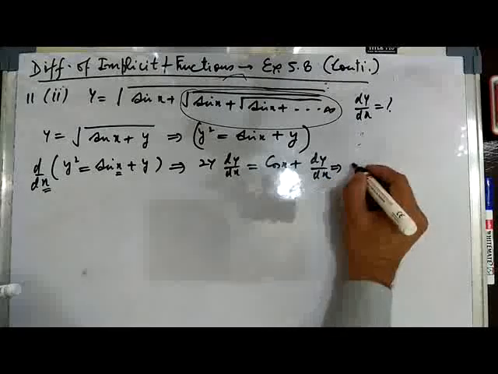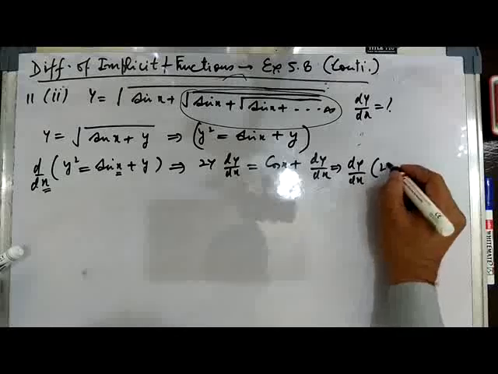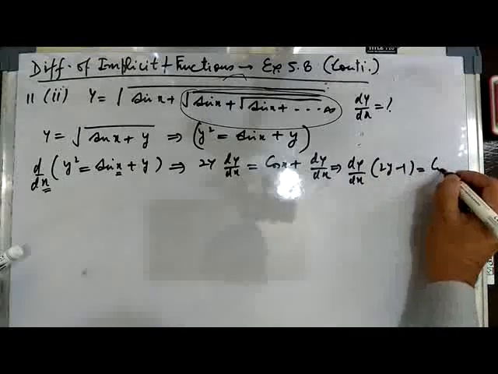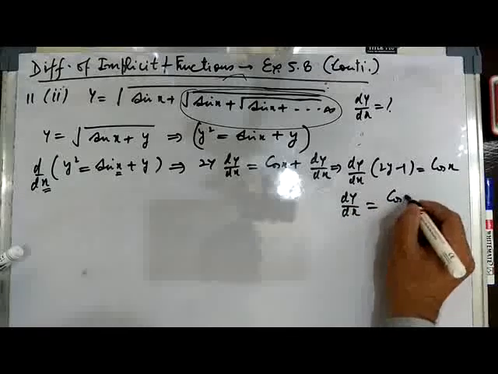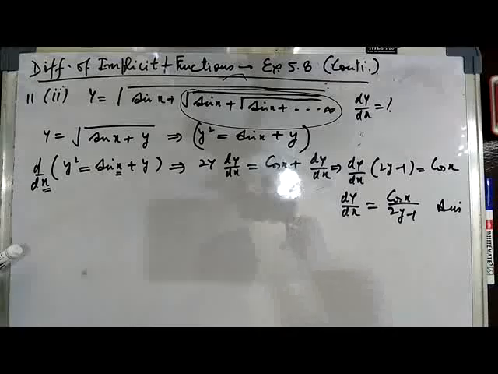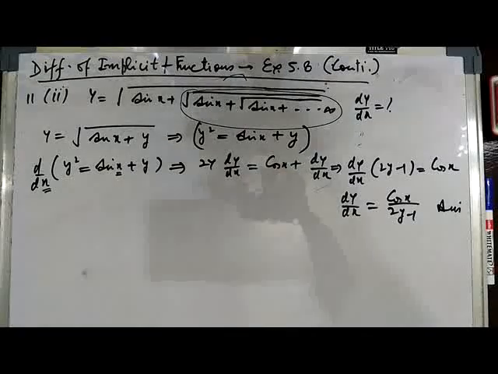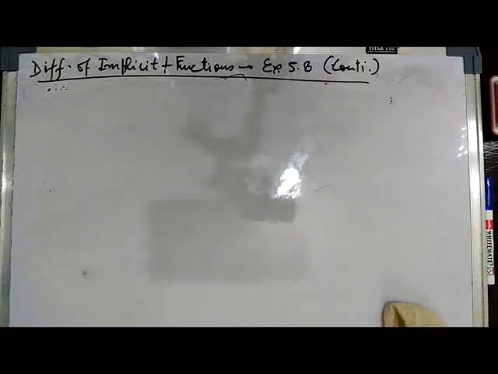Now later it is very simple. dy/dx times (2y minus 1) equals cos x. So dy/dx equals cos x upon 2y minus 1. That is the answer of this. Now after this we come to the exercise.